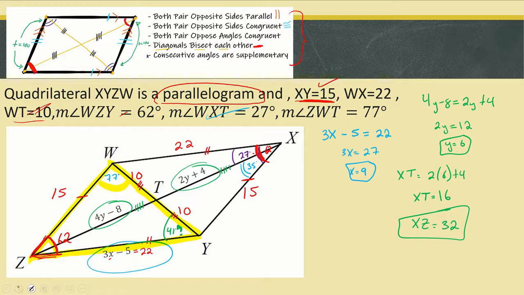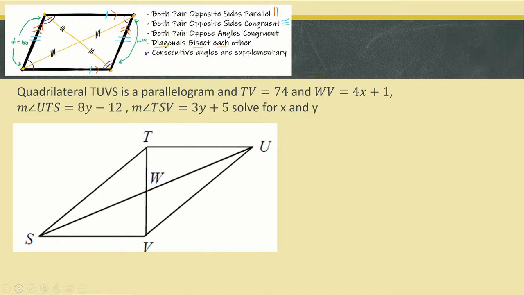All right, so now let's take a look at another problem. So once again, here we have a parallelogram, so all the properties of a parallelogram still apply. And so we're going to take the stuff that they give me and put it on my parallelogram. So they're telling me TV is 74. So from here to there, that whole thing is 74.